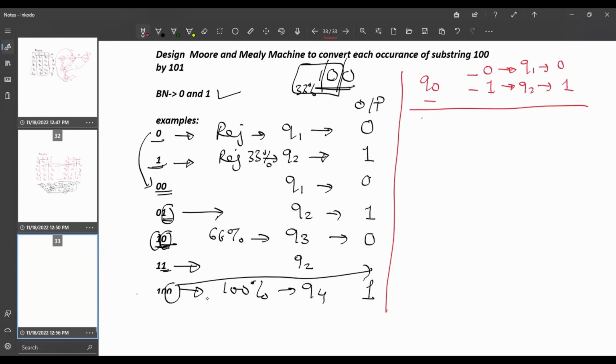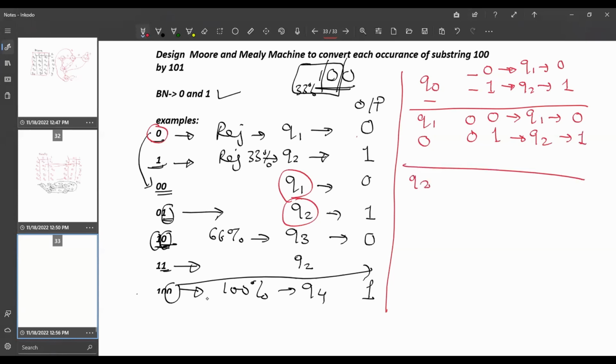Now we'll consider the state Q1. Q1 indicates the state in which the previous input was 0. With the previous input as 0 and the next bit either 0 or 1, it is making double 0. Does double 0 have some significance? No, it is indicated by Q1, rejected, with the output 0. Then we have 0 1, which is indicated by the resultant state Q2 with the output 1.